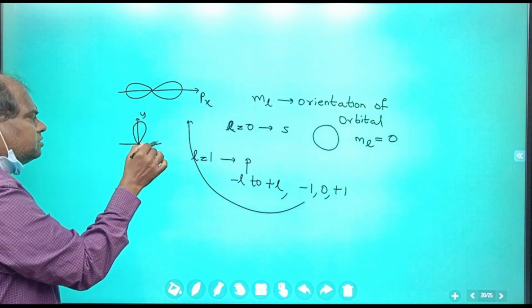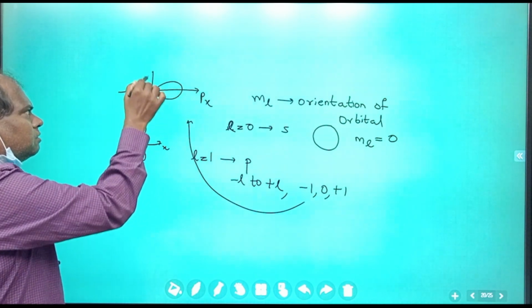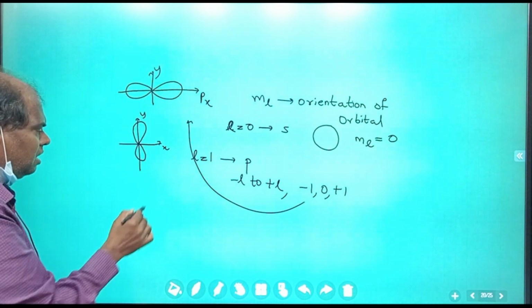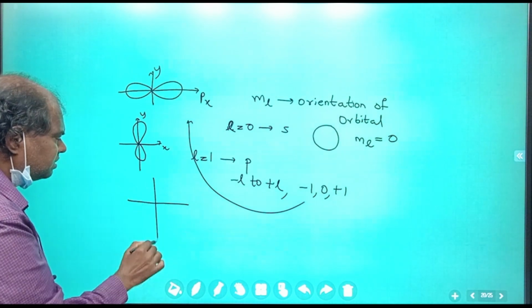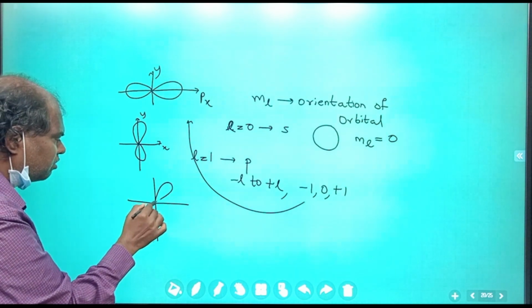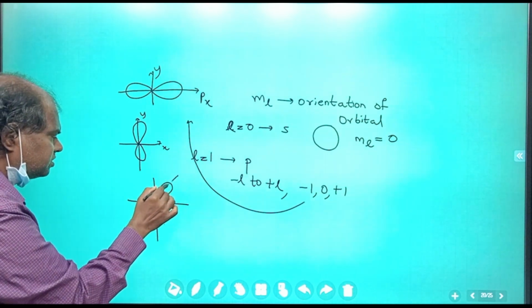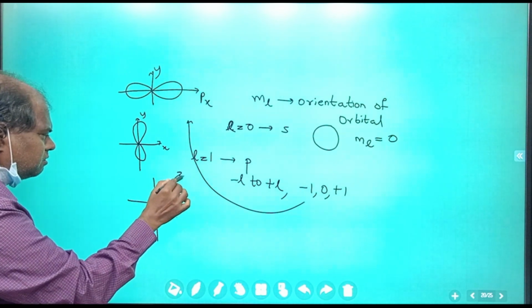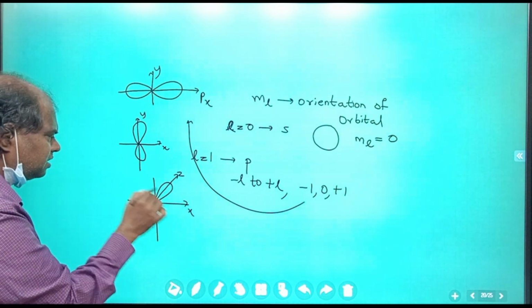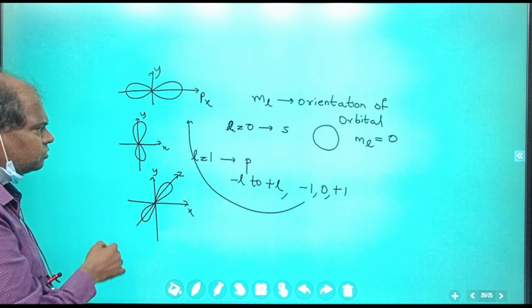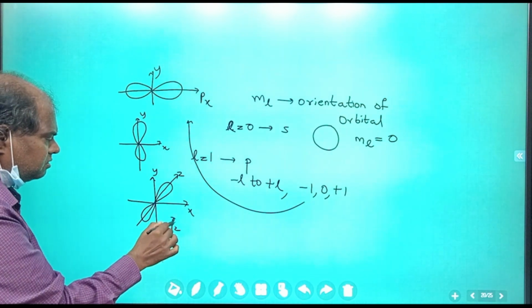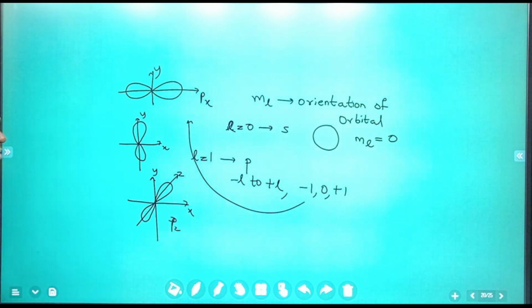This is your y, right? This is your x-axis, right? This is Py, and you can draw one more orbital. Of course, it's difficult to draw it on the board, but still you can draw it like this, right? Suppose this is your z-axis, fine. This is your x-axis, right? This is your y-axis, fine. So you have got Pz also, right? So you will have 3 orientations.